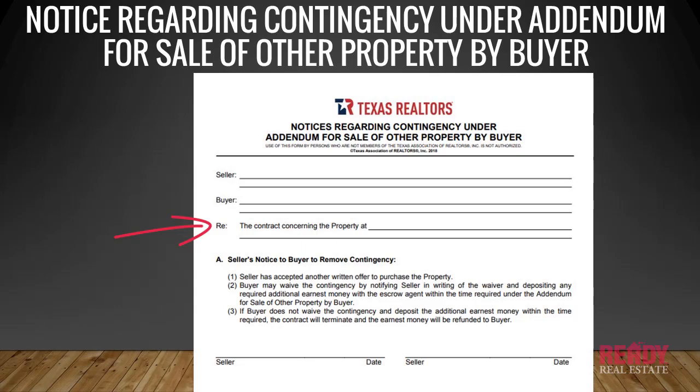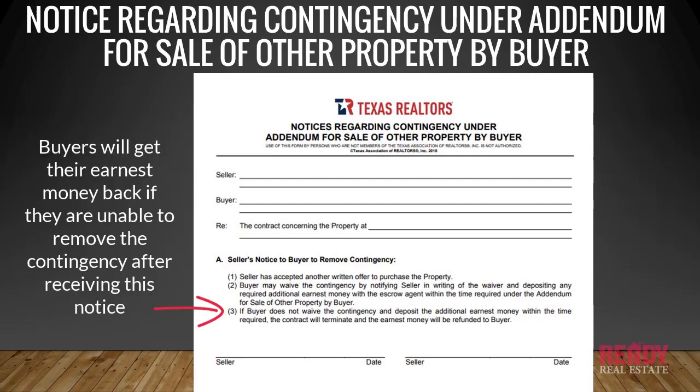And then the sellers will give the buyer some options. They will, number 1, let them know that they've received a written offer, has to be written in writing, to purchase the property. The buyer can either waive the contingency and deposit that additional earnest money, or if the buyer is unable to waive the contingency, meaning if the buyer is unable to qualify for a second mortgage or doesn't have cash somewhere in the bank, they will have to terminate the contract and they will receive their earnest money back.